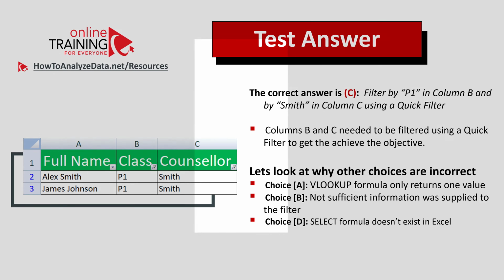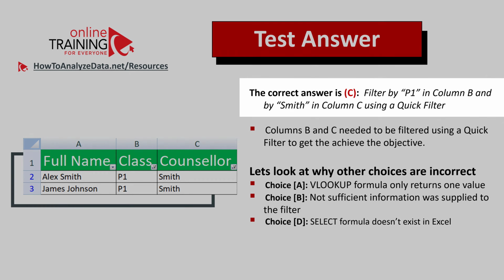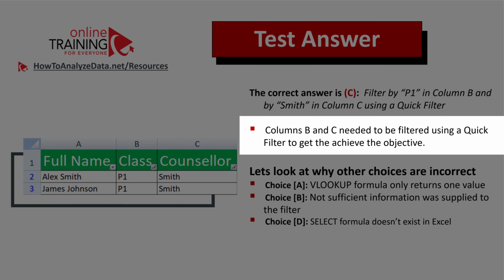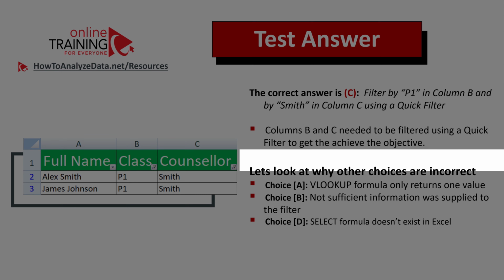Let's recap. The correct choice here is choice C, filter by P1 in column B and by Smith in column C using quick filter. Columns B and C needed to be filtered using a quick filter to accomplish the objective. Now let's look at why other choices are incorrect.